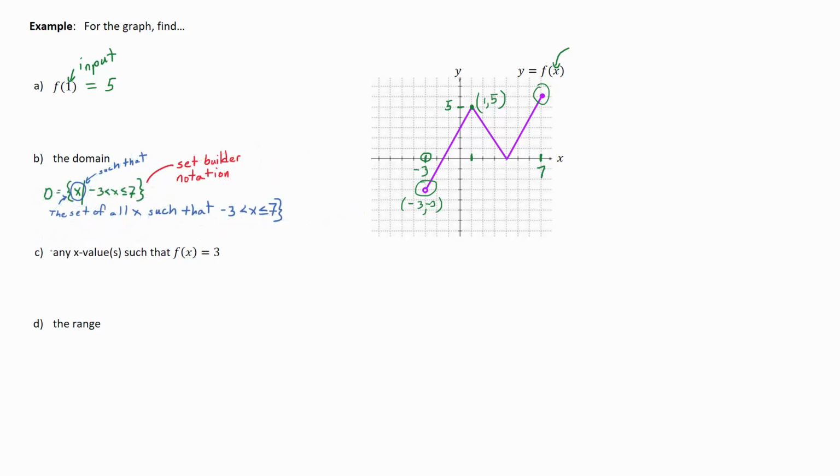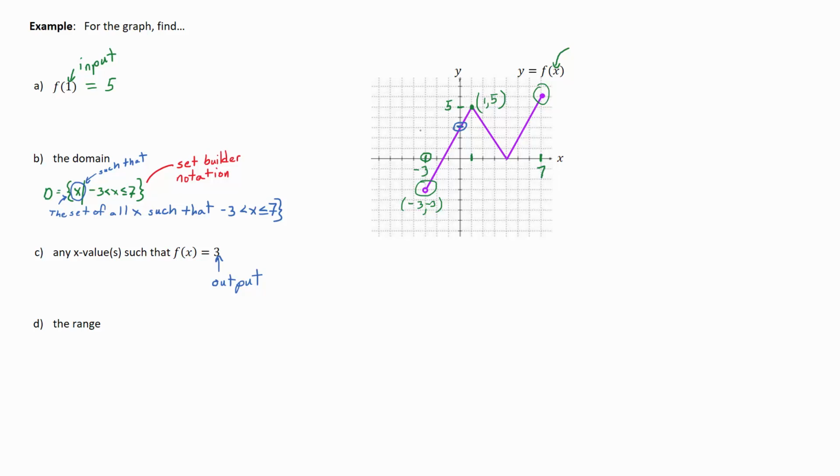Next, for part C, we want to find any x values, in other words, input values, such that f of the x value equals 3. Oh, okay, so this is an output value. Output values, or range values, appear on the vertical axis. They're height values. Think of it that way. So go to a height of 3 on the y-axis, the vertical axis. Oh, and it looks like there's a point in the graph right there as well. Go to a height of 3.